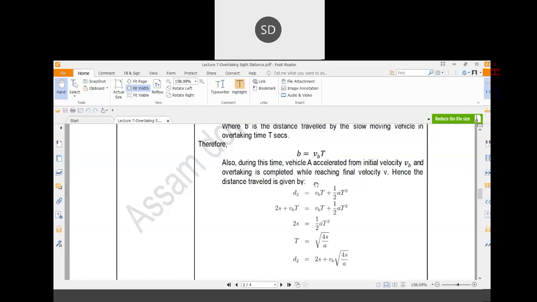and you know what S is. S is nothing but your 0.7 Vb plus 6, and A is the rate of the acceleration. So with that formula you can find out what is your capital T. Now after that you can easily find out what is your T2. T2 is nothing but 2S plus T, and the value of T is root over 4S by A.